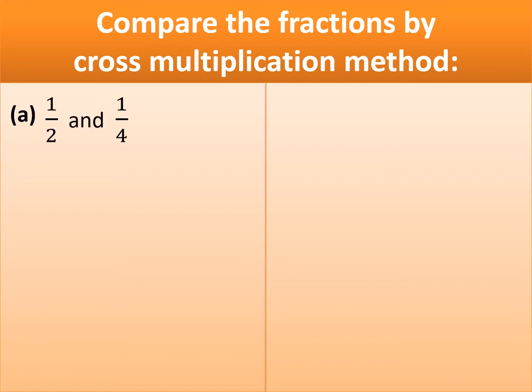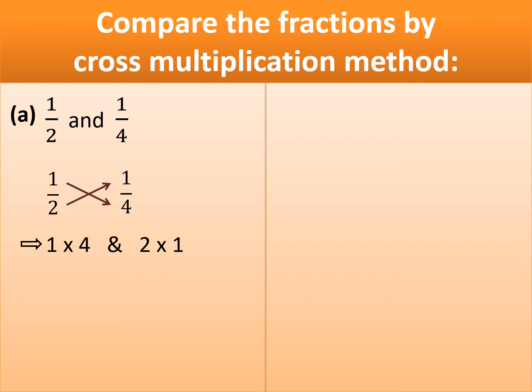Question number A, 1 upon 2 and 1 upon 4. Please pay attention. We cannot compare fractions if the denominators are different. So we use cross multiplication method to find the answer. Cross multiplication means that we multiply the numerator of one side by the denominator of the other side. So first we will multiply 1 by 4 and 2 by 1.